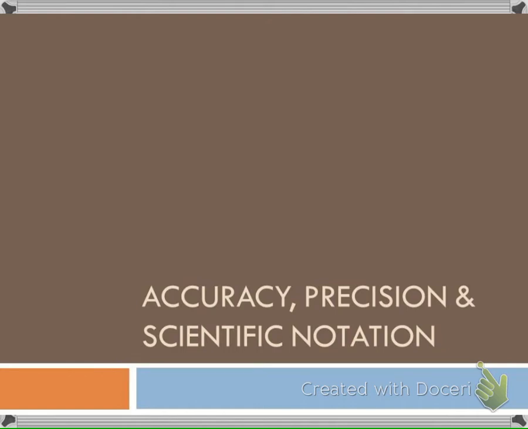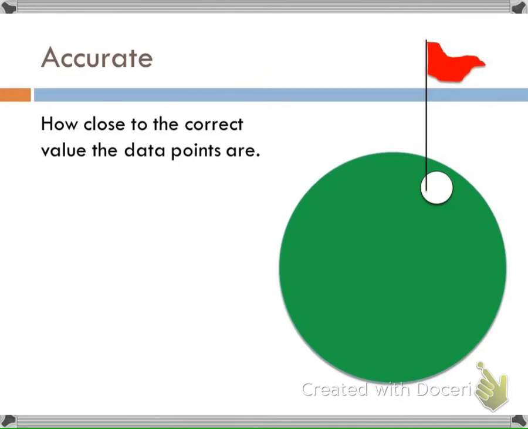Hi, we're going to talk about three topics with this video: accuracy, precision, and scientific notation. If we look at accuracy, accuracy is how close to the correct value the data points are. So if we're going to look at golf as an example, the hole where the flag is going to be is the correct value. So when we hit our golf balls up there, that's where we want them to go in.